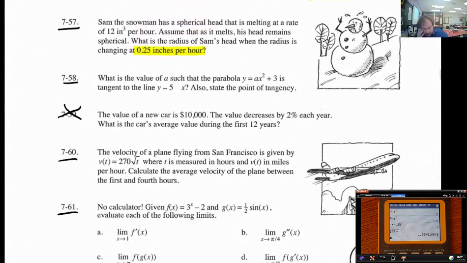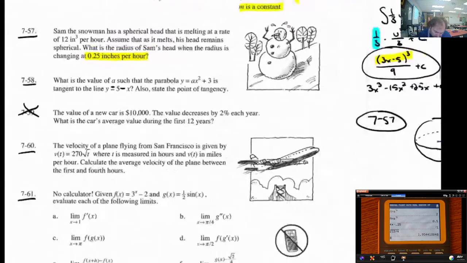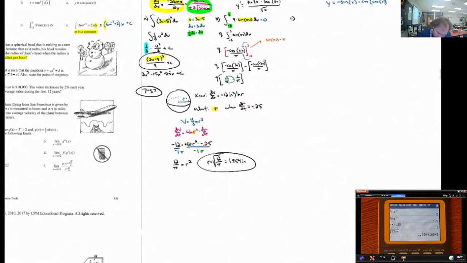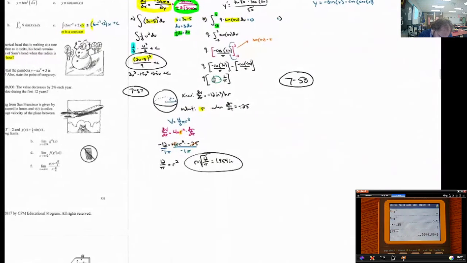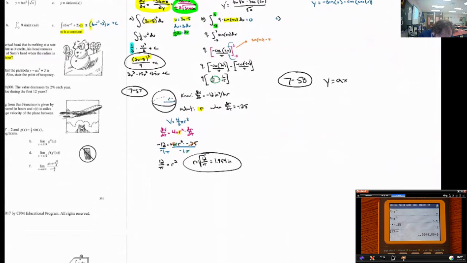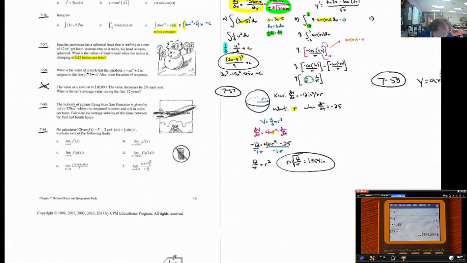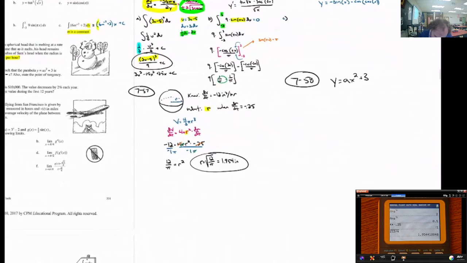Let's try 758. This is going to be more of an analytical problem. What's the value of a such that the parabola ax squared plus 3 is tangent to the line y equals, I should look up what that number actually is because I can't see it on my black line master here. It is 5 minus x. So let's set up some space to work on this problem over here. This is 758. We are looking for a value of a such that the parabola y equals ax squared plus 3 is tangent to the line y equals 5 minus x.